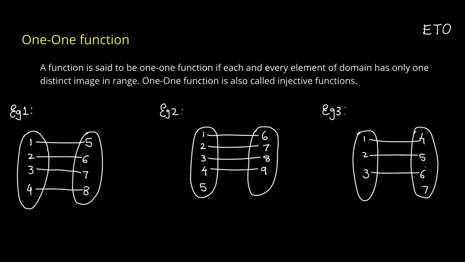A function is said to be one-to-one function if each and every element of domain has only one distinct image in range. One-to-one function is also called as injective function. To understand one-to-one function, let's solve a few examples.